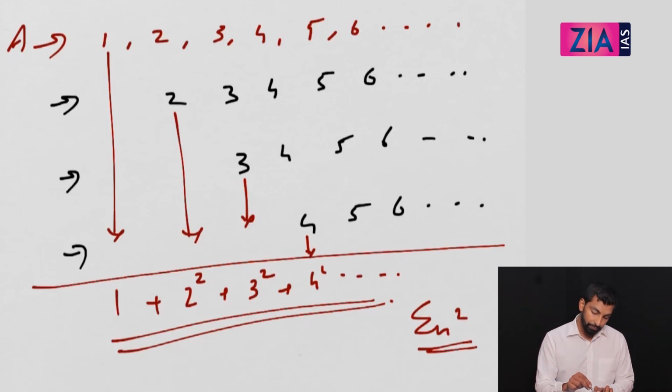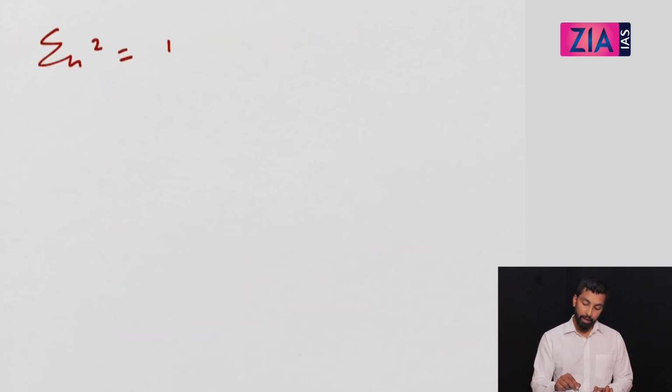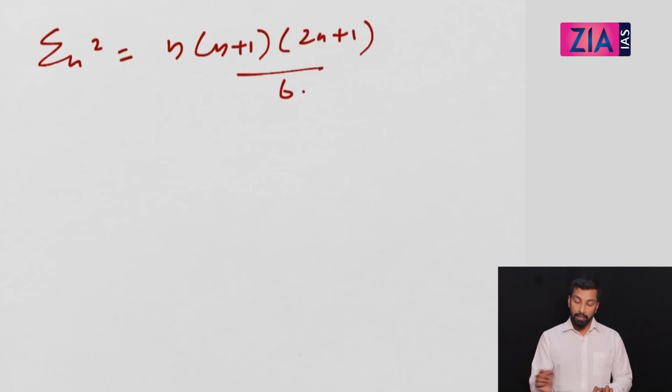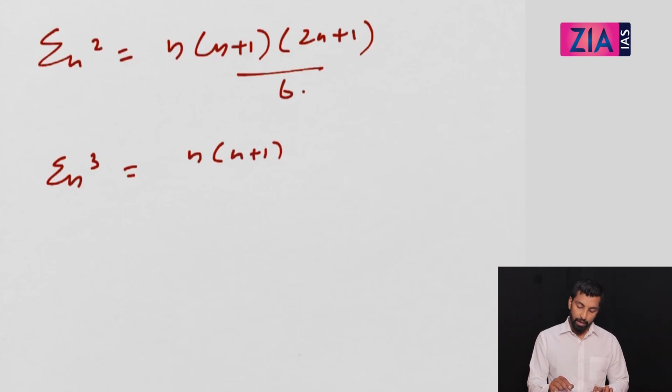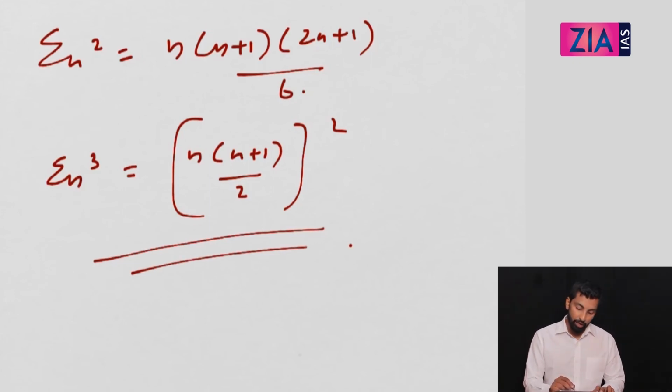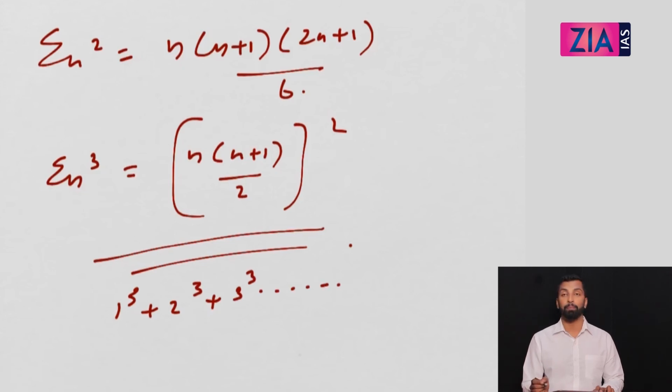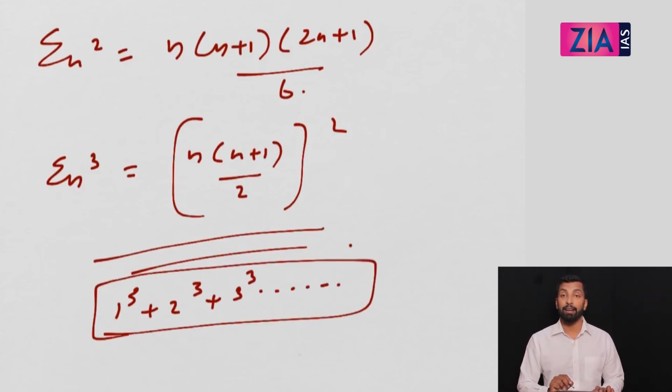So sigma n square is equal to n into n plus 1 into 2n plus 1 divided by 6. Similarly, sigma n cube is equal to, we already know what sigma n is, right? Sigma n is n into n plus 1 divided by 2. Take the square of it, and that is sigma n cube. What is sigma n cube? 1 cube plus 2 cube plus 3 cube, etc. So the cubes of the first n natural numbers, that is sigma n cube. The squares of the first n natural numbers, that is sigma n square. The sum of the first n natural numbers, that is sigma n.